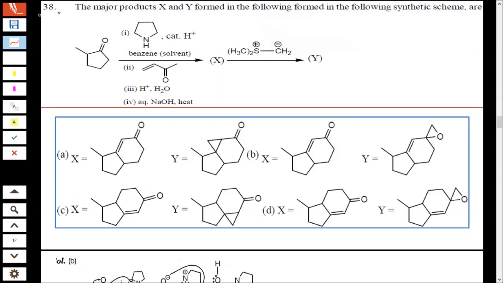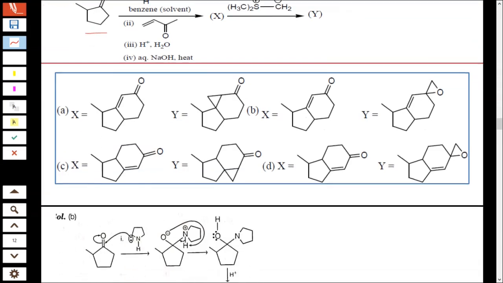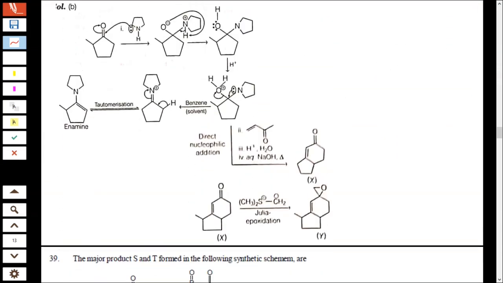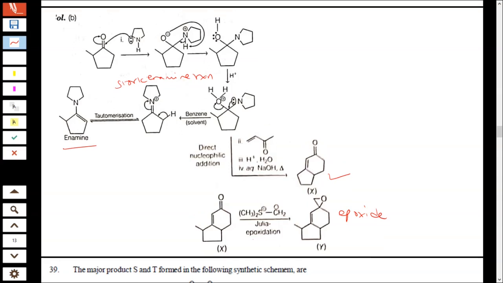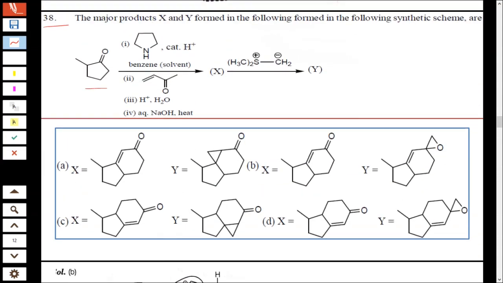Question number 38. The major products X and Y are formed from the following reaction. Here a 5-membered ring compound has been given. This is a Stork enamine reaction, where we get the enamine product. This enamine reacts by nucleophilic addition to give the product X. And this product on epoxidation gives an epoxide, the product Y. Hence product X is a ketone and product Y is an epoxide.